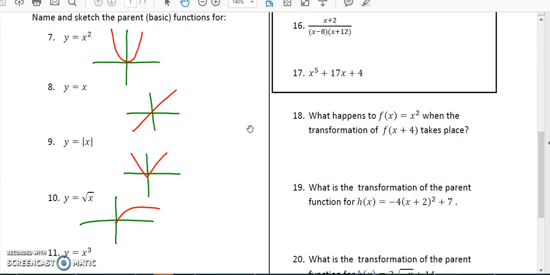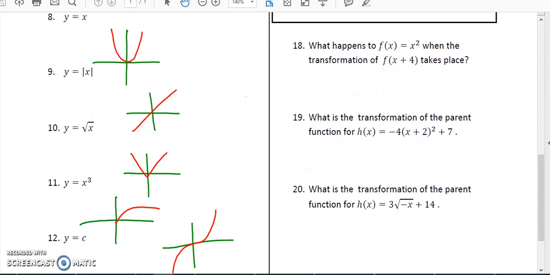Y equals the square root of x. Looks something like that, like a parabola on its side. And y equals x cubed. Looks like this. Like I said, have those in your notes. Know what they look like. Know which ones they are.